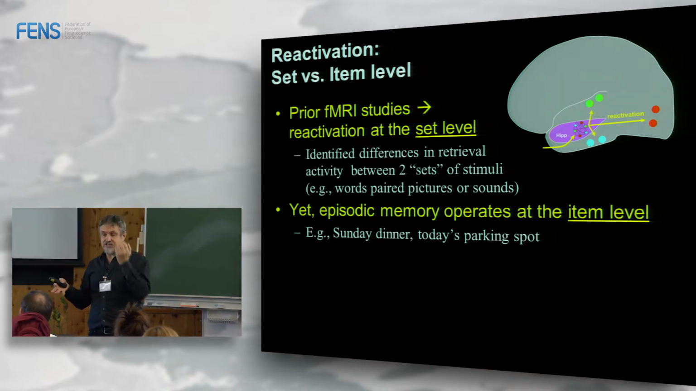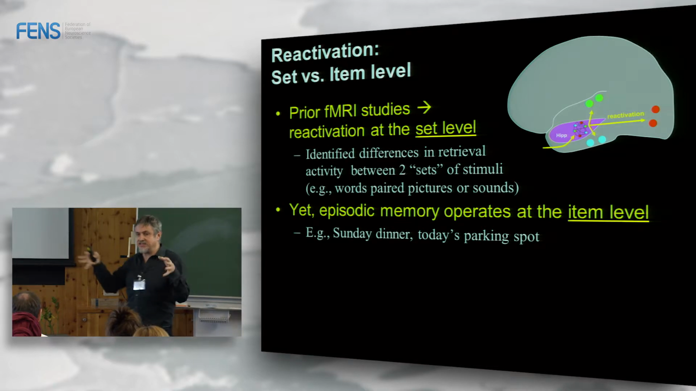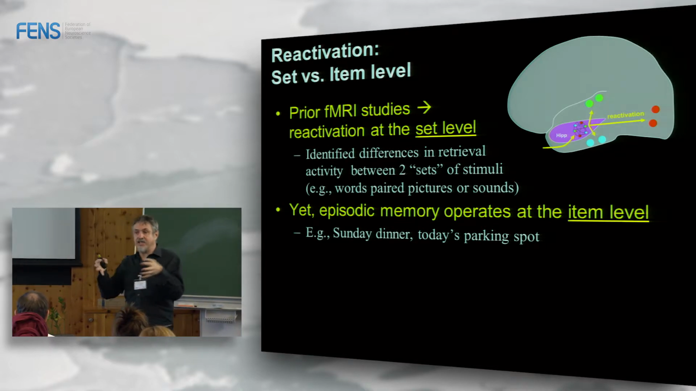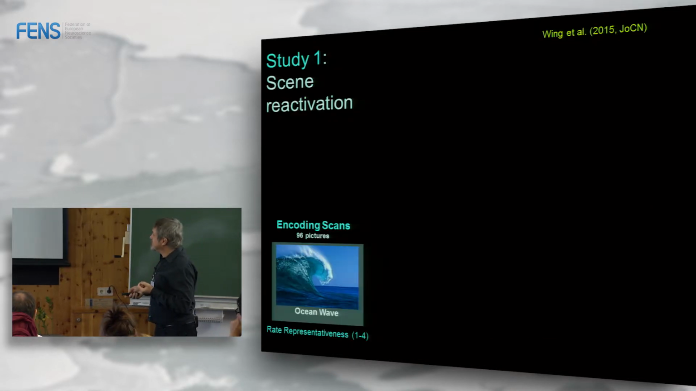So if we want to get to the item-specific level, we need to use a different method that is not collapsing across all items, but actually focusing on individual items. What we do is compare the similarity between each item during encoding and each item during retrieval, and look at those at the item level. So let me show you this first study.